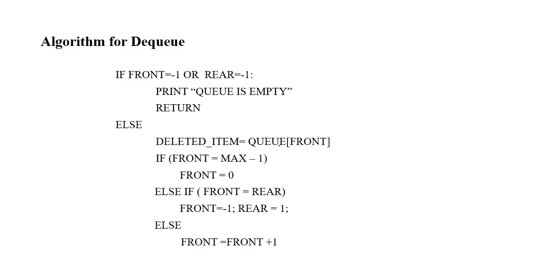I am assigning queue of front to deleted item. Every time I am checking whether front reaches max -1. If front is equal to max -1, then only we will assign front to 0. In addition to this, we are checking whether front has reached rear. Front equal to rear. If this is the case, we will assign front to -1 and rear to -1. Otherwise, we will increment the front pointer by 1 every time.